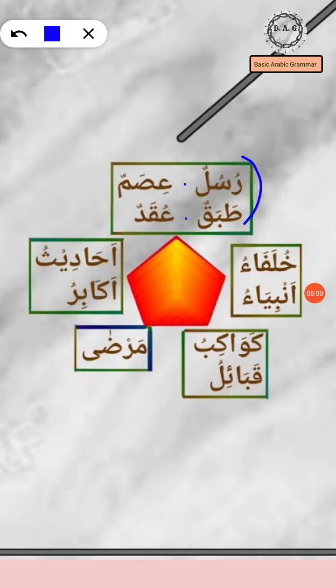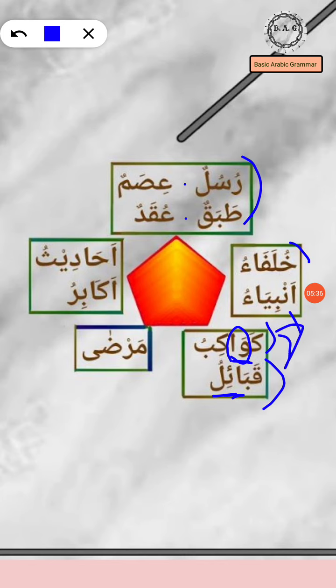Next group is this one. So we have khulafa'u, successors, and anbiya'u, prophets. Then the next group is kawakibu, here, all right, stars, qaba'ilu, tribes. Now the pattern, of course, you might have noticed is this. So we have the addition of wa, fa'a. This is the pattern of fawa'ilu, and this is the pattern of fa'ailu. All right. Once again, this has been elaborated extensively in my previous video. If you want, you can always go back and watch that so that you can understand the differences between these two elaborately.